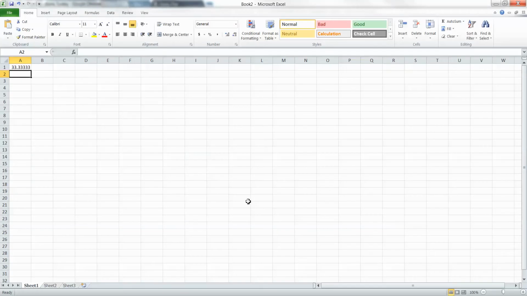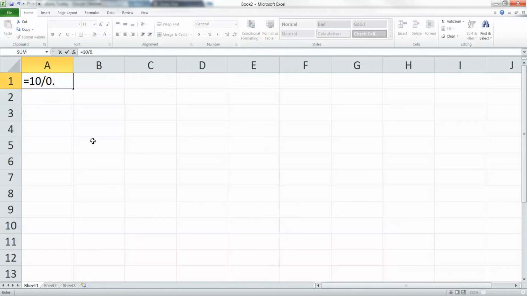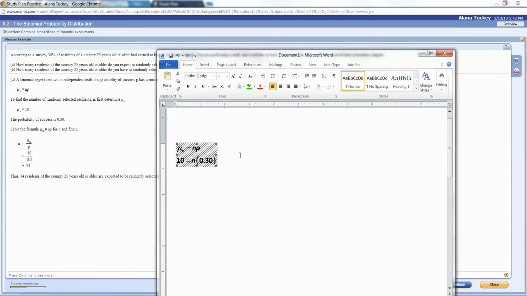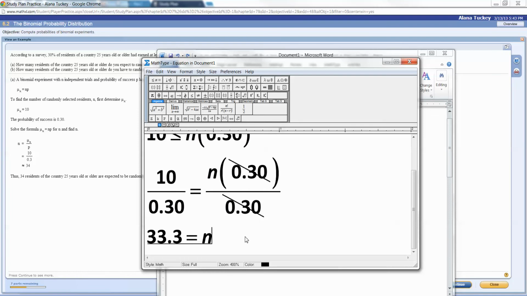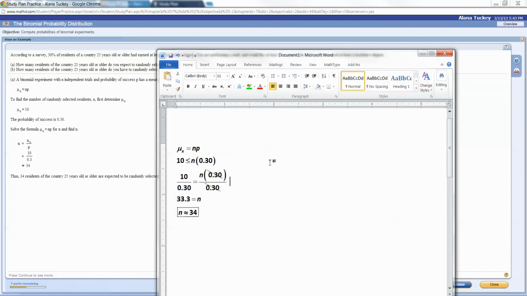Oh, and I wanted to show you real quick, you could also do it with Excel. You just type equals 10 divided by 0.3. There you go. But we have to round it because you can't really pull 0.33333 repeating of a person. So it's equal to 33.3 repeating, and then n is about 34. Now that's the easier part. Okay, so that's part A.